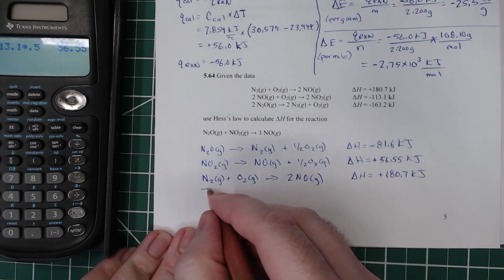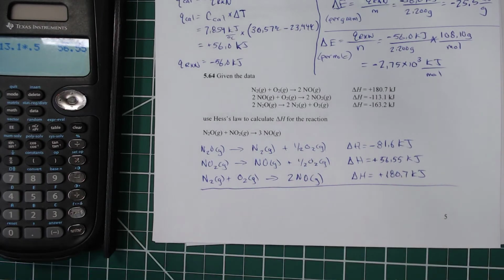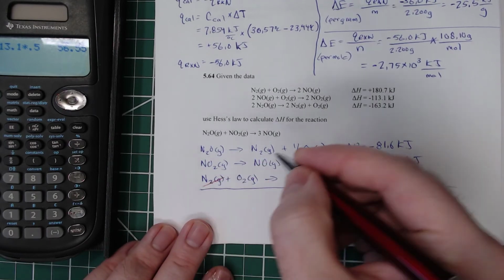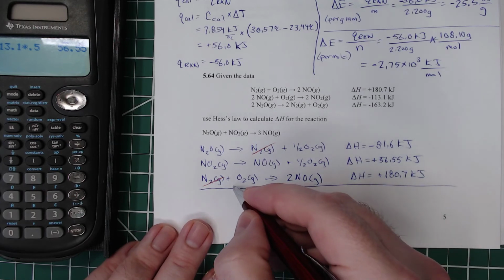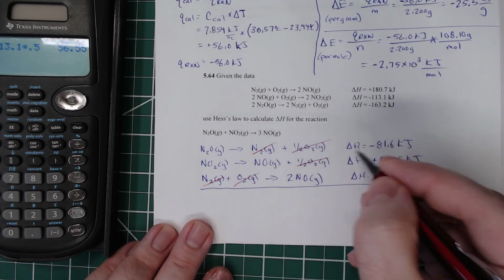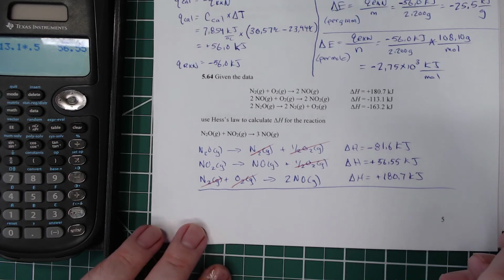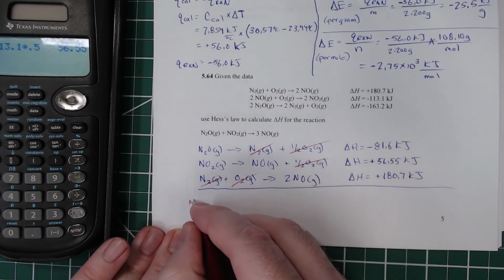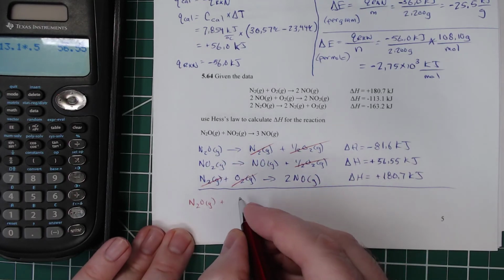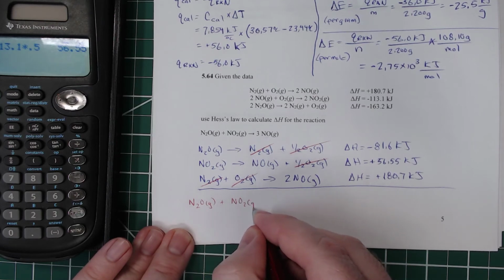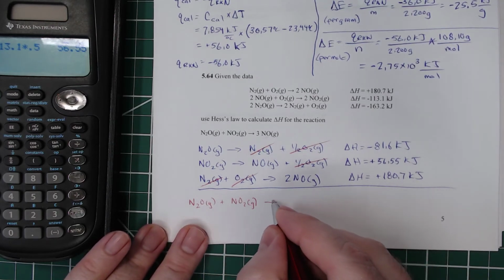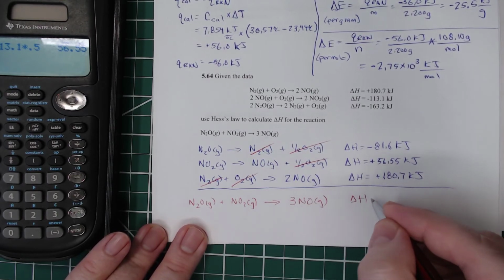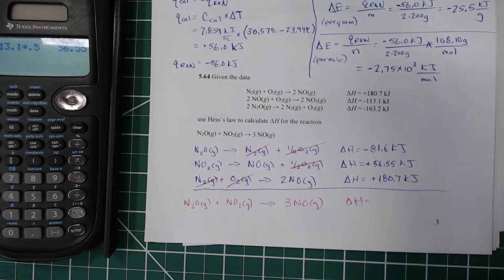All right, so now let's see if things cancel out. We've got 1 mole of N2 on each side, so that cancels out. We've got 1 mole of O2 and then half a mole and half a mole of O2 there, so those cancel out. And what we're left over with is N2O gas plus NO2 gas gives us 3NO gas. And the delta H is simply going to be the sum of these three things.